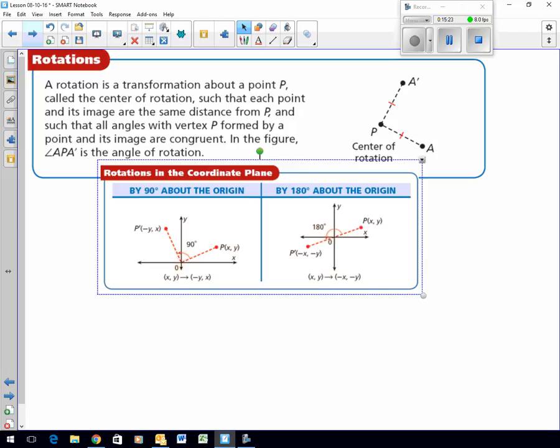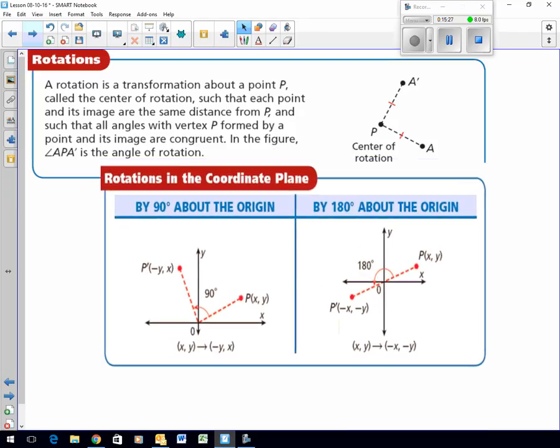Here are some fancy ways that you can talk about this: 90 degrees about the origin, 180 degrees about the origin. Notice what happens. I start at P and I go 90 degrees about the origin. Which way did I go from P to P prime? That's counterclockwise. Notice how you can do this through arrow notation. You go from the point X, Y, and this point becomes negative Y, X. And everybody's like, what? You still think of this in terms of negative X, Y. You're still moving it to the left and then moving it up.